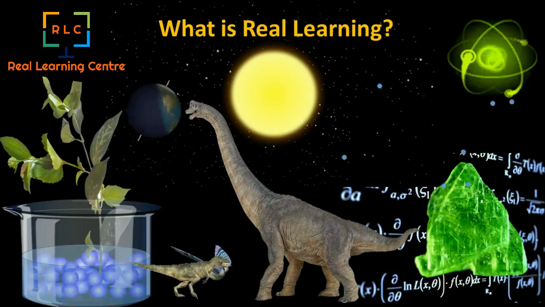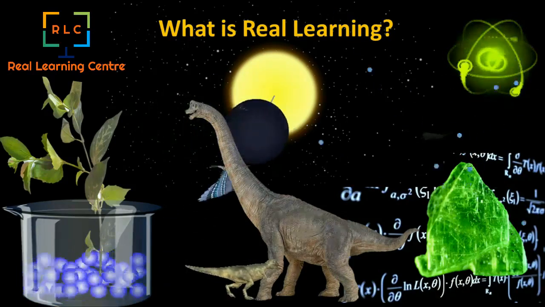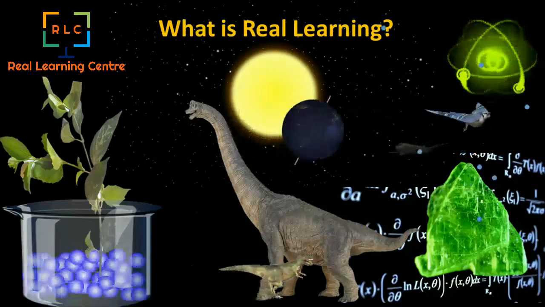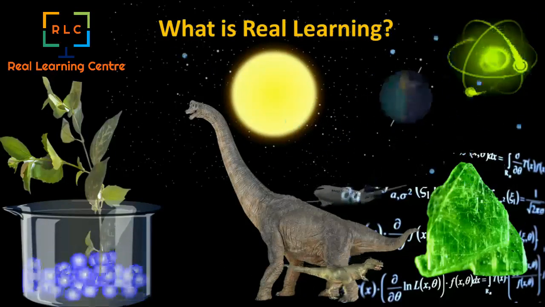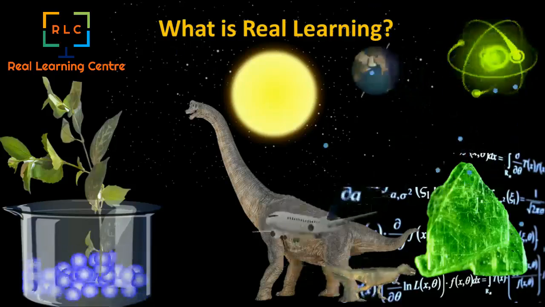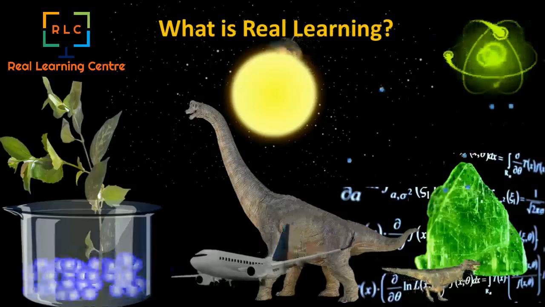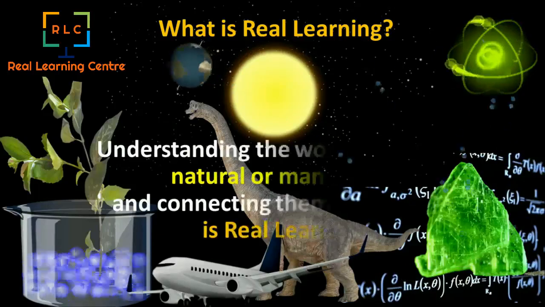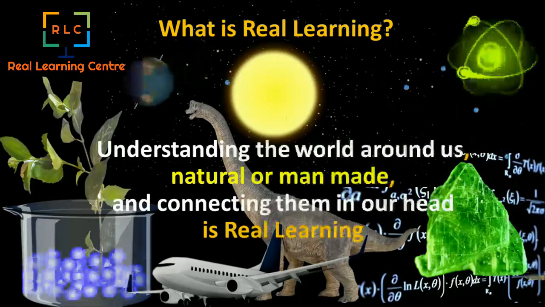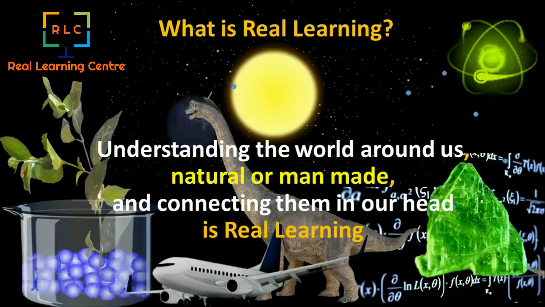So what is real learning? Real learning is all about looking around in your world, seeing everything from past to future, seeing everything from natural to man-made, and trying to understand them deeply and connect them in your head. That's what we call real learning. Understanding the world around us, natural or man-made, and connecting them in our head is real learning.